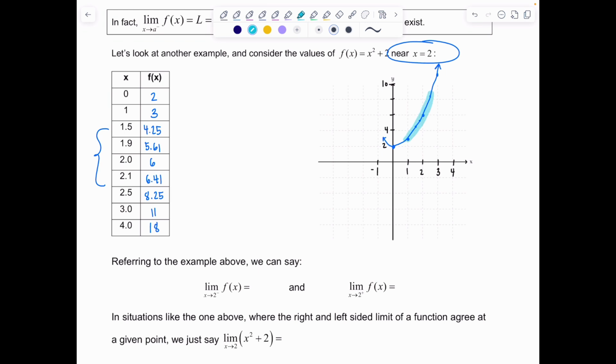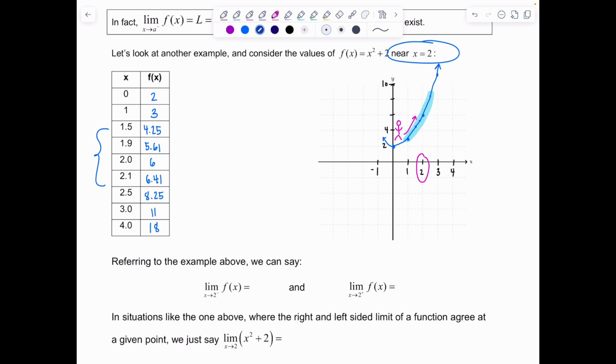Okay. So referring to the example above, we can say the limit, practice reading it out loud with me, the limit as x approaches 2 from the left of f of x equals, okay, so here's how you're going to imagine it. We're interested in what's going on near x equals 2. So pretend you're walking on the graph. You can draw your little stick man. And you're heading towards x equals 2.